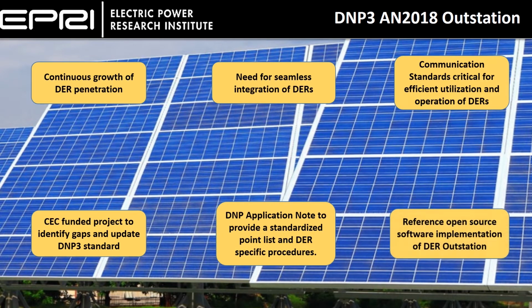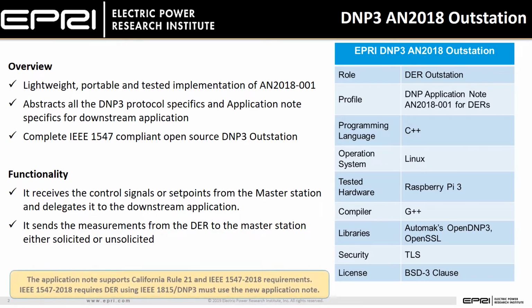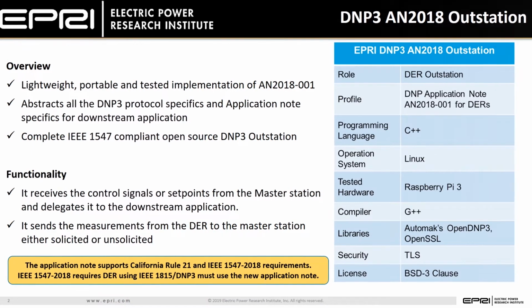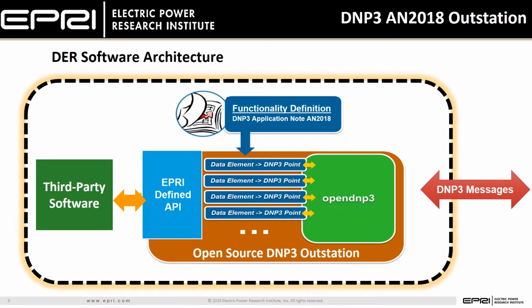This open source DNP3 outstation software simplifies product development for manufacturers and industry stakeholders to adapt and enable DNP3 communication for DERs. This DNP3 outstation software is a very lightweight, portable, and also tested implementation of the 2018 application node standard. The purpose of this outstation is to abstract all the DNP3 protocol and application node specifics so that the manufacturer can integrate DNP3 into his software and know that it's interoperable with other DNP3 systems that follow this application node. The DER outstation was written in C++.